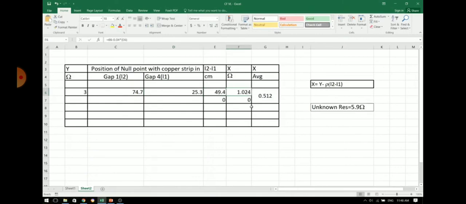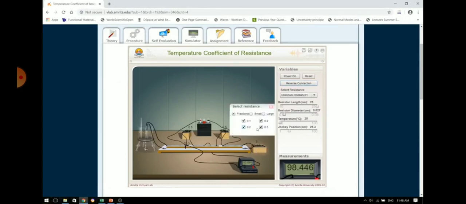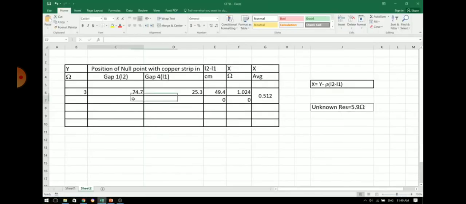In gap 4 you put the value, and then you can calculate the difference L2 minus L1, and next the formula is given, x equals y minus rho into L2 minus L1. Y is what we have chosen, I have already chosen y equals 2. In the reverse connection you put another fractional resistance value, say 3. Again for the other resistance you take the value of L1, almost close to 0, it's 0.021. You can take another value, say 87.2, and put it in the table. Sorry, the previous one was 2, now the fractional resistance is 3, I have just corrected it. 87.2 for the resistance 2.